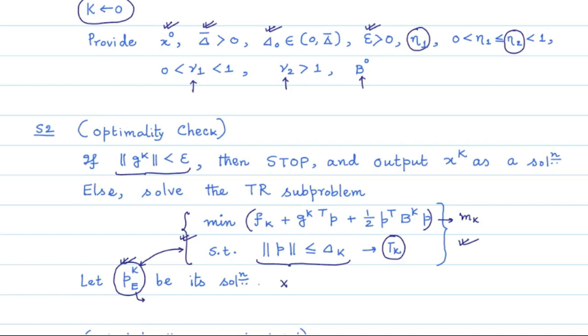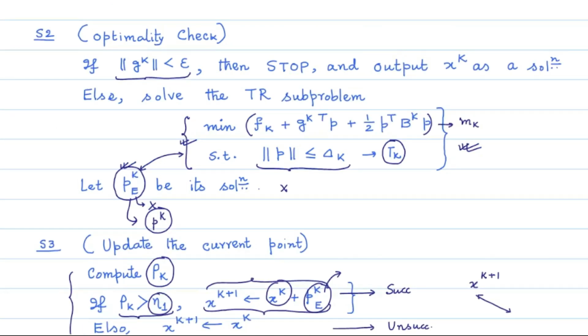Then how do we go for solving this trust region subproblem? Is it always the case that we go for exact solution pk? Certainly no. We will find that an approximate solution of this subproblem will suffice for global convergence. This algorithm is so nice that it has global convergence property even if we go with an approximate solution of this trust region subproblem.